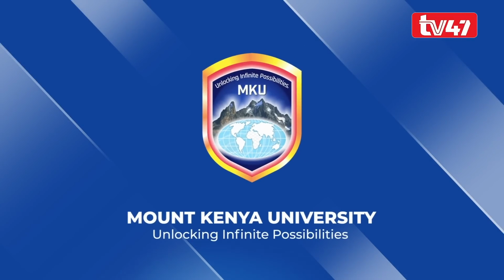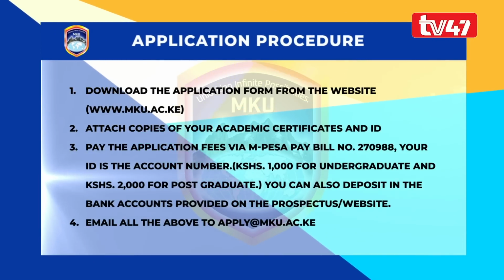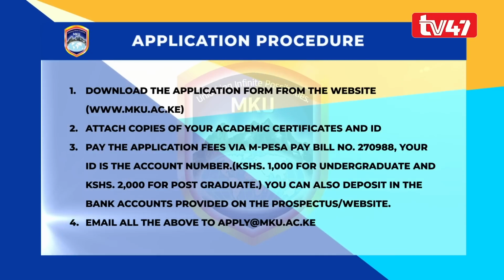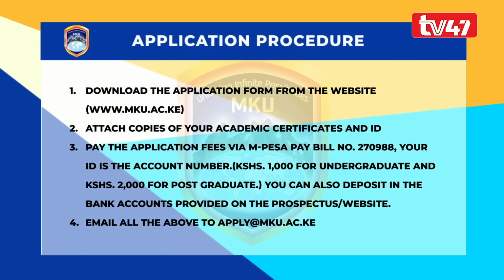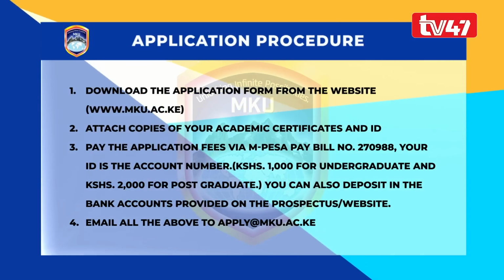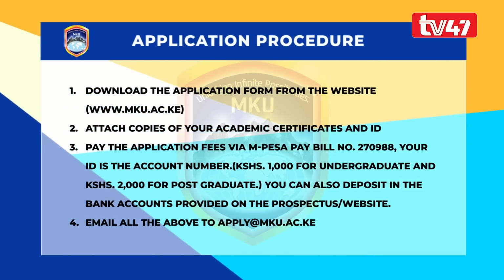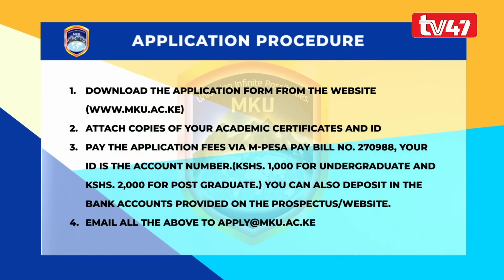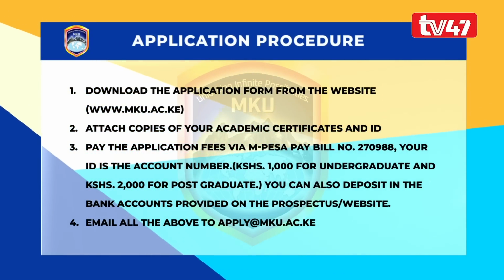The following are the steps to follow so as to complete your online application. Download the application form from the website www.mku.ac.ke. Attach copies of your academic certificates and ID. Pay the application fees via M-Pesa pay bill number 270988. Your ID is the account number. 2,000 shillings is the charge for a postgraduate. You can also deposit in the bank accounts provided on the website. Then email all the above to apply@mku.ac.ke.